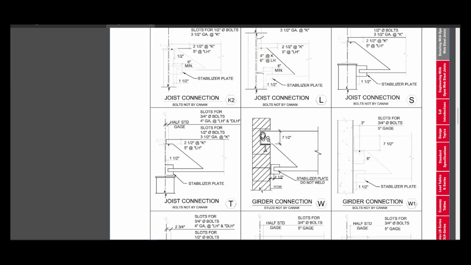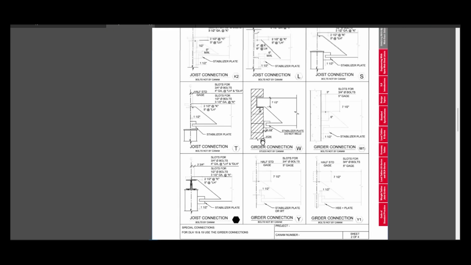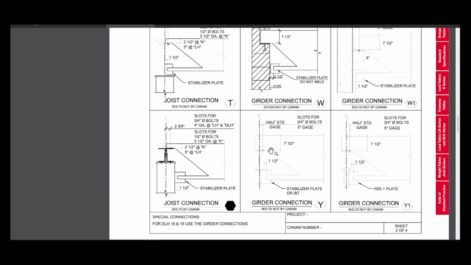The next condition is a girder joist having a connection with the CMU with stabilizer plates. It is not a plate; it's an angle in this condition. And the third condition is with a concrete wall, the girder joist connecting with the connection material and the stabilizer plate. Go through all these details. It helps a lot to understand the basic connections of the joist.